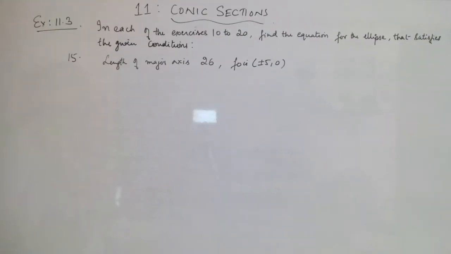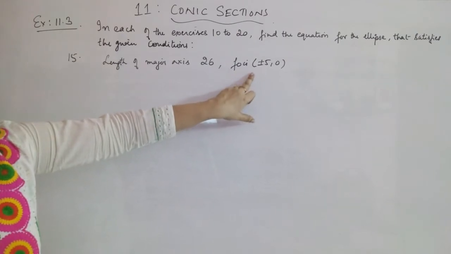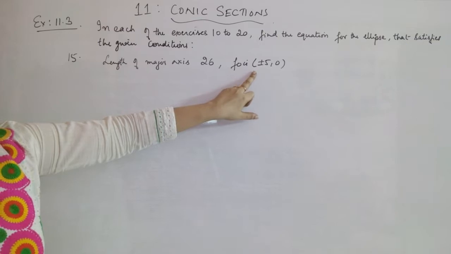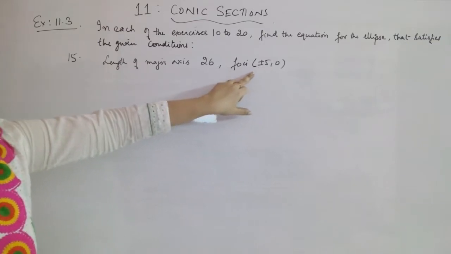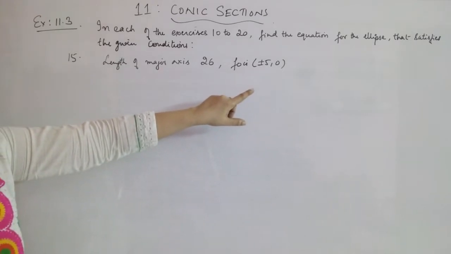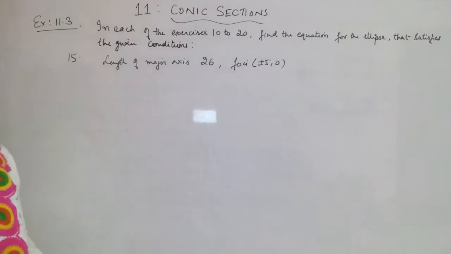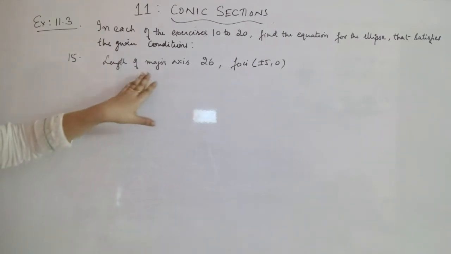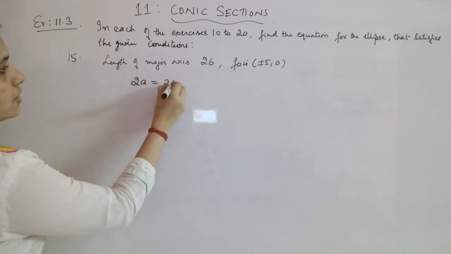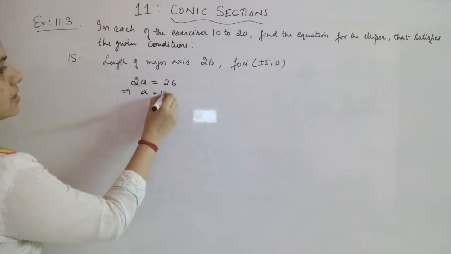15th question is length of major axis is 26 and foci is plus or minus 5, 0. So this foci, the coordinate will decide which type of equation this is. Here you have foci in this form, which means it is on the x axis. So x axis is acting as the major axis, so the equation should be of the form x square by a square plus y square by b square equal to 1. And length of major axis means what? Length of major axis means 2a is given to be 26. So you'll get a as 13.